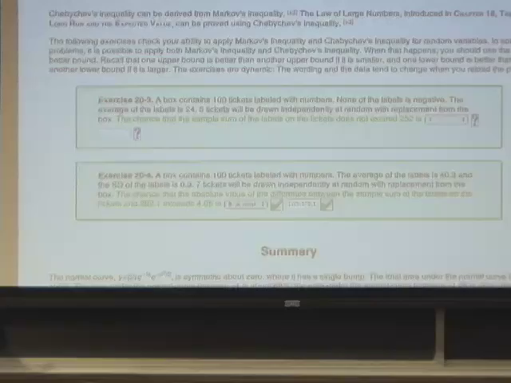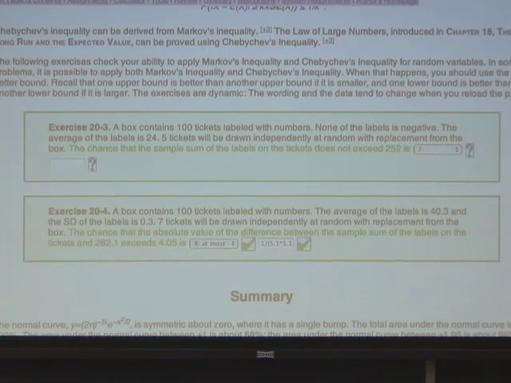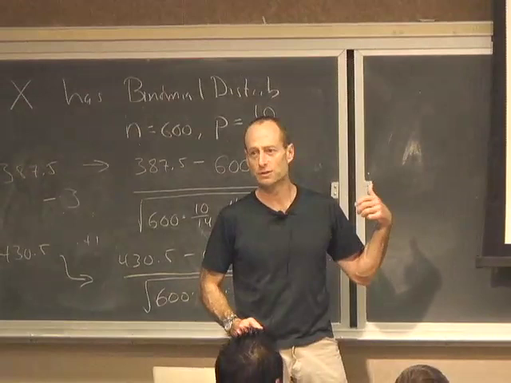This makes sense? So we don't know what's in the box, so we don't really know the probability distribution of the sample sum, but we do know its expected value and standard error, and from that we can get a bound without knowing anything else. Yes?